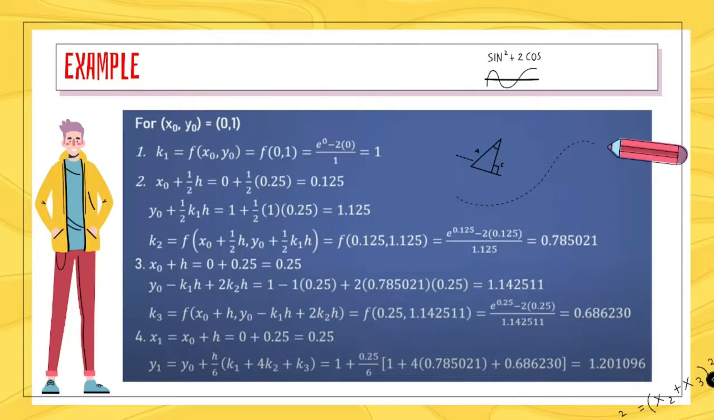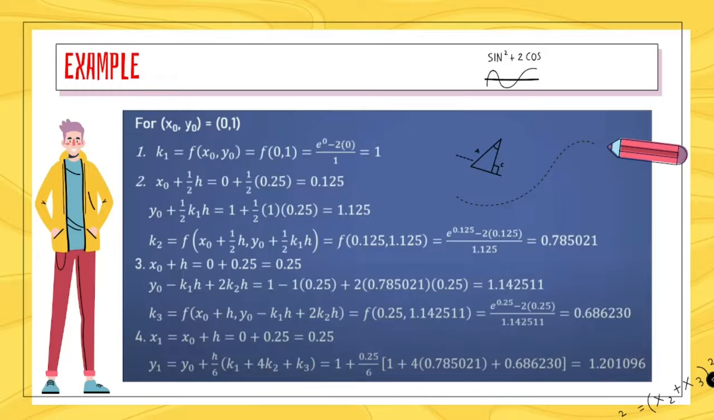For x sub 0 and y sub 0 equals 0 and 1. What is our first step? The first step is to solve for x sub 1. So let's start by solving for k sub 1. K sub 1 equals function of x sub 0 and y sub 0 equals function of 0 and 1 equals e raised to the power of 0 minus 2 times 0 over 1. The answer is equal to 1.